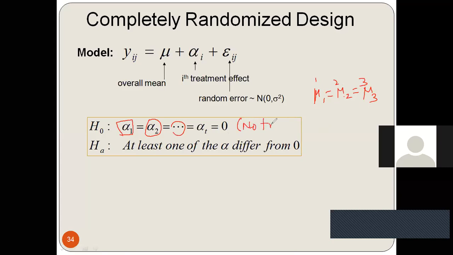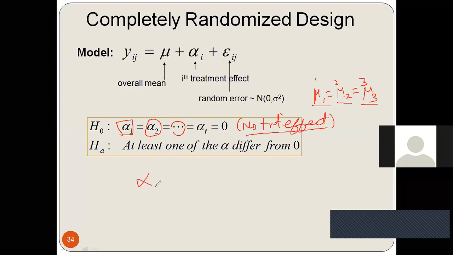No treatment effect. We can write it as no treatment effect because this is the same as this is the same as that, so all equal, isn't it? So there is no treatment effect. All treatments are behaving similarly. So no treatment effect.